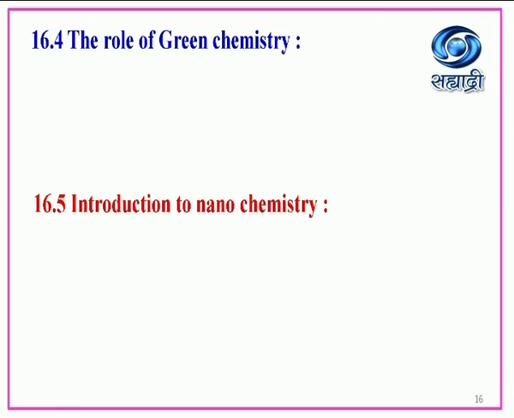Green chemistry helps to protect the presence of ozone in the stratosphere, essential for the survival of life on the earth. Green chemistry is useful to control greenhouse effect, that is global warming. So we should think about saving the environment and saving the earth. After that, the next point we are going to see is the introduction to nanochemistry.